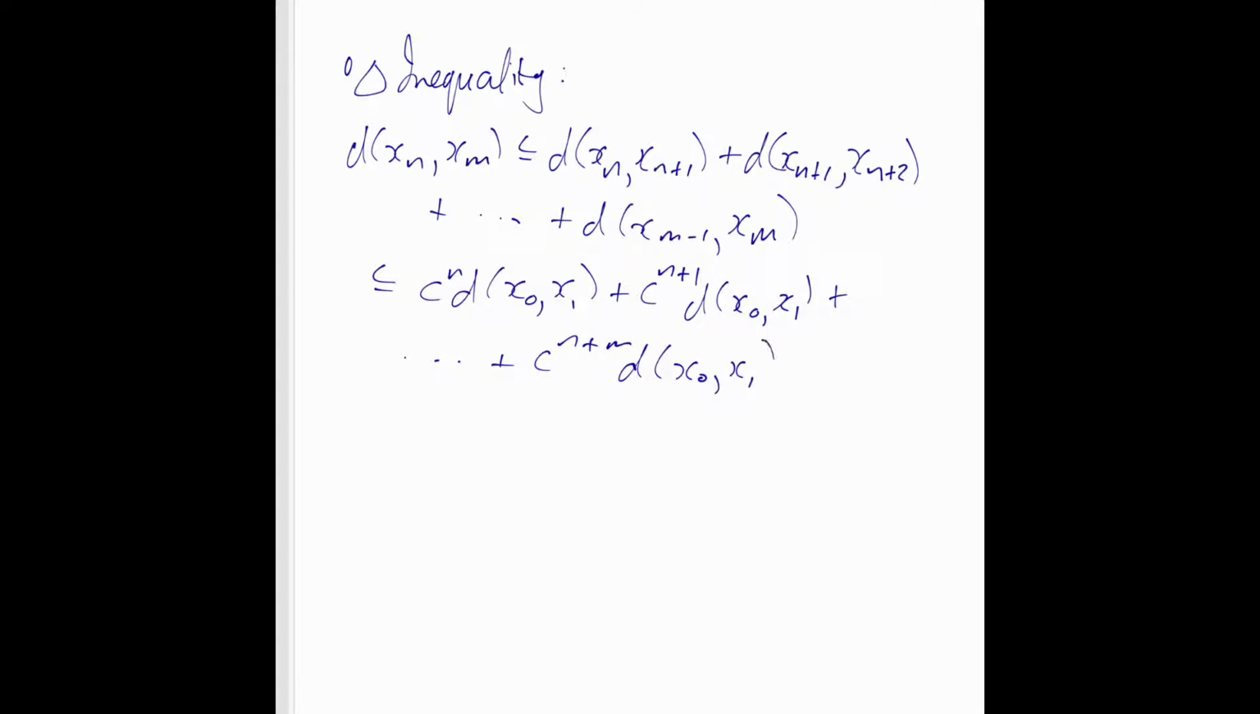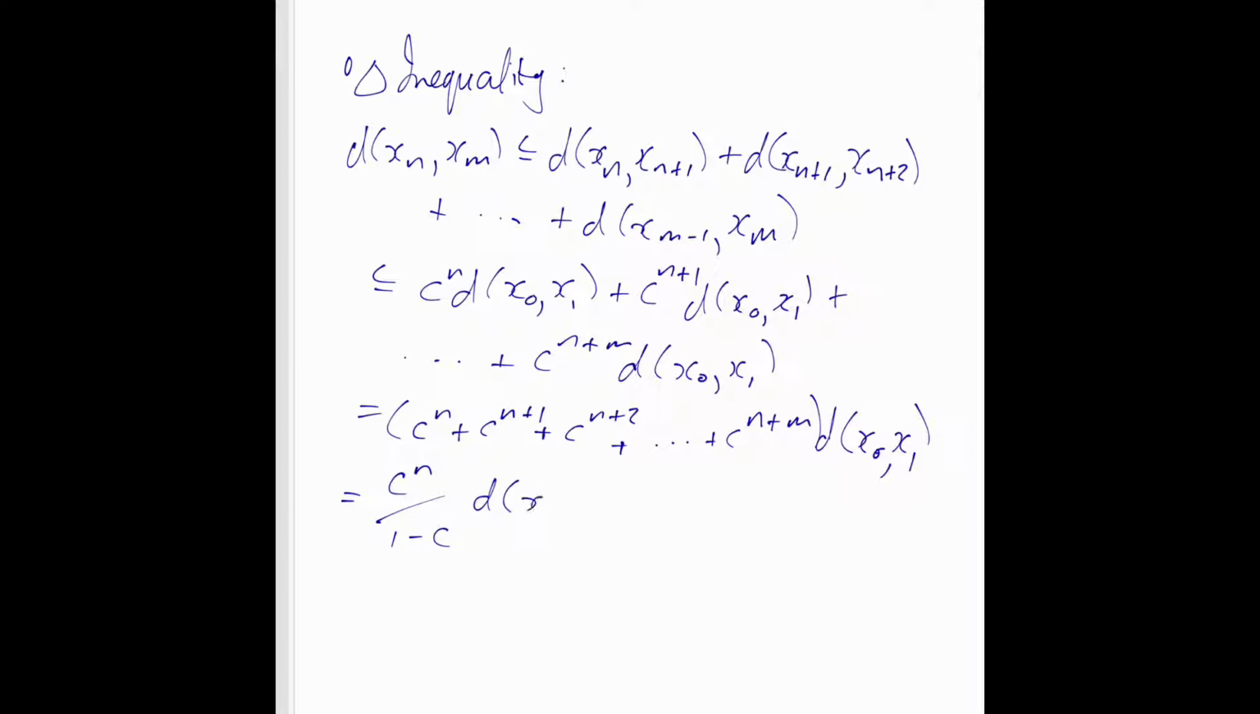We can simplify this by factoring out the distance between x0 and x1. We end up with the sum of all the c to the power of n terms on the left hand side times the distance between x0 and x1. And we can simplify the left hand side bracket as c to the power of n divided by 1 minus c, times, of course, distance between x0 and x1 terms.